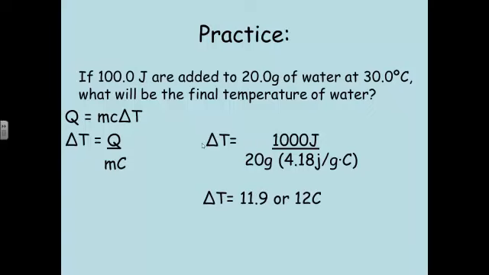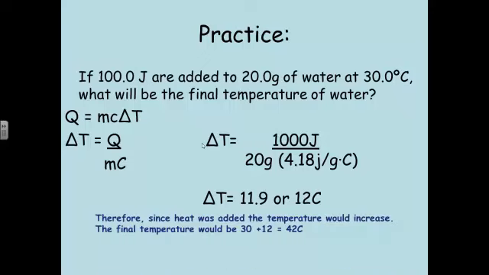Now this is not my answer. This is only my change in temperature. They want to know what the final temperature of the water will be. Well, I go back to the beginning of the problem, and it said that I added 1,000 joules. Therefore, if I'm adding energy, my temperature is going to go up. So 30 plus 12 will give me 42 degrees Celsius. That's my final temperature.